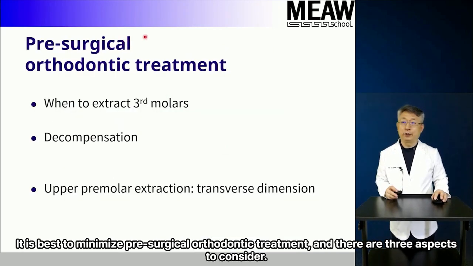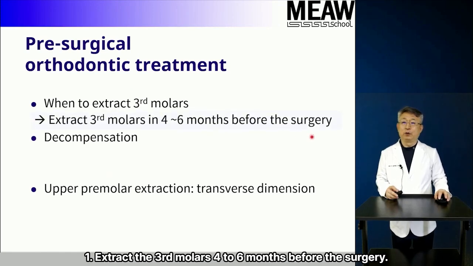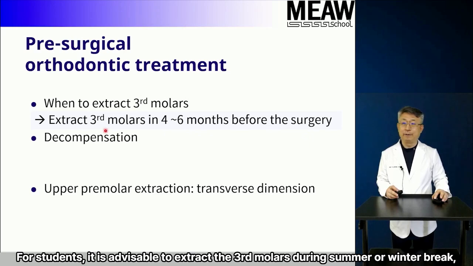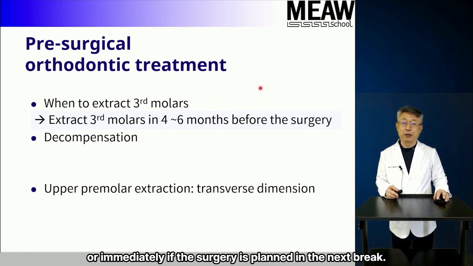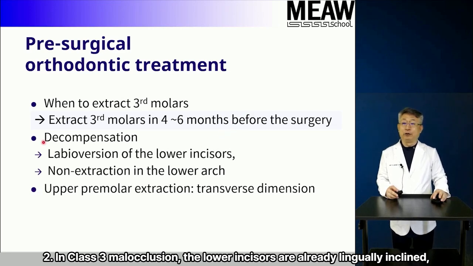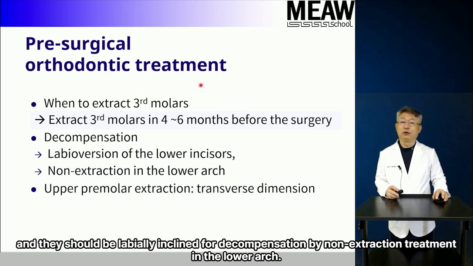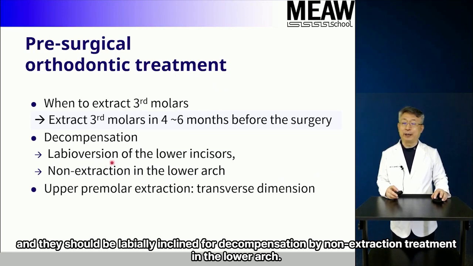It is best to minimize presurgical orthodontic treatment, and there are 3 aspects to consider. 1. Extract the third molars 4 to 6 months before the surgery. For students, it is advisable to extract the third molars during summer or winter break, or immediately if the surgery is planned in the next break. 2. In Class 3 malocclusion, the lower incisors are already lingually inclined, and they should be labially inclined for decompensation by non-extraction treatment in the lower arch.